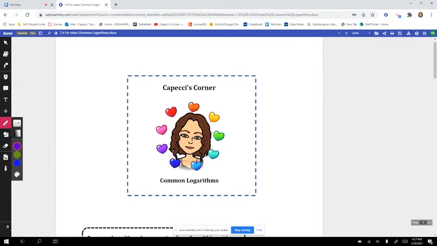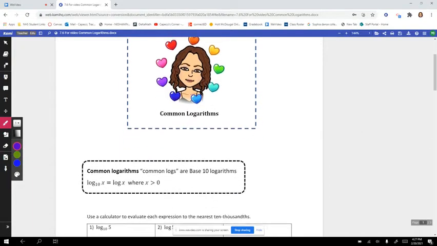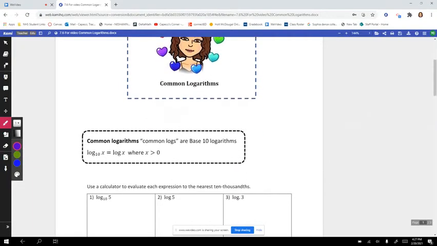Corner, we're going to look at common logarithms. Now, we're going to use a calculator today. It doesn't matter if it's scientific or a graphing calculator, but you're going to need one. All right, so when we're talking about common logarithms or common logs, they're a base 10. That's what we're using, base 10. So basically, we're saying that base is always going to be 10.